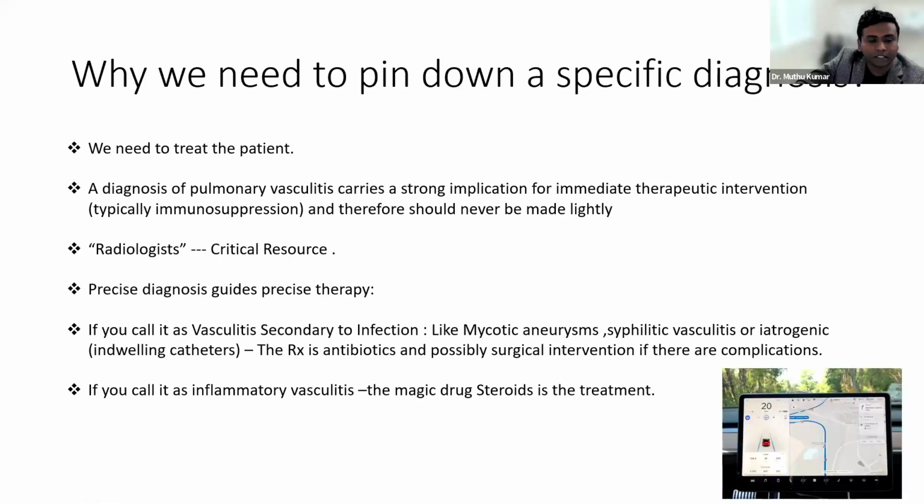Why do we need to pin down a specific diagnosis? First of all, we need to treat the patient. That's of paramount importance. A diagnosis of pulmonary vasculitis carries a very strong predilection of how the treatment is going to pan out. If you're suspecting infectious vasculitis, it's going to pan out as antibiotics, and if the patient is having complications like an aneurysm or anything associated with infectious vasculitis, it's going to go to surgical intervention. When you suspect inflammatory vasculitis, the treatment is going to be steroids. So it is very important. We need to make a precise diagnosis which will guide the precise therapy.